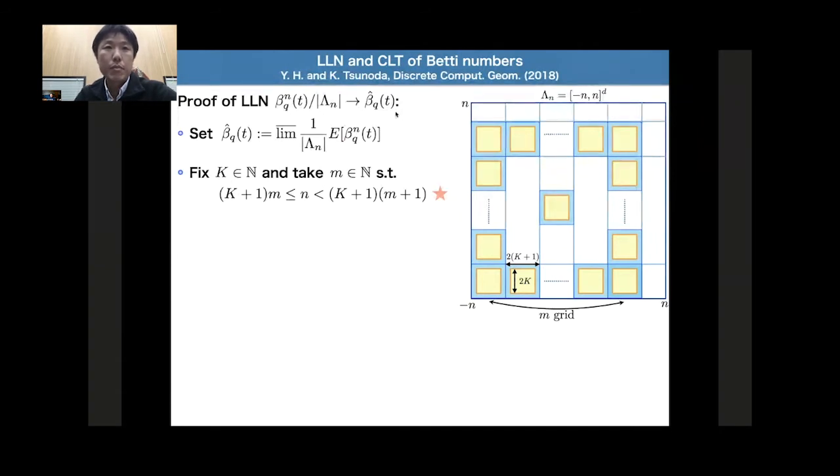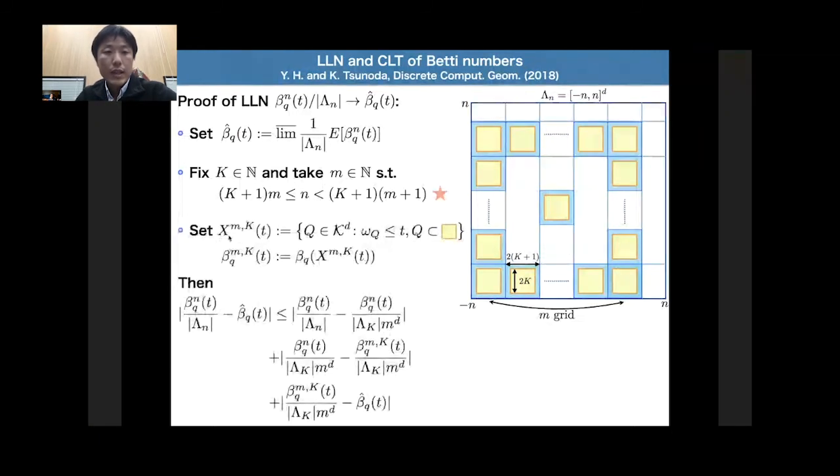And for that purpose, let us set β-hat by this quantity: the expectation of the Betti number normalized by the volume, and take its limit. From now on, I will show that this is the correct constant to see this phenomenon. For that purpose, let's take K and M satisfying these two inequalities. These inequalities just show that we are decomposing our original window Λ_n by M grid cells with length 2K, like these figures. So we are decomposing our original window Λ_n into smaller regions.